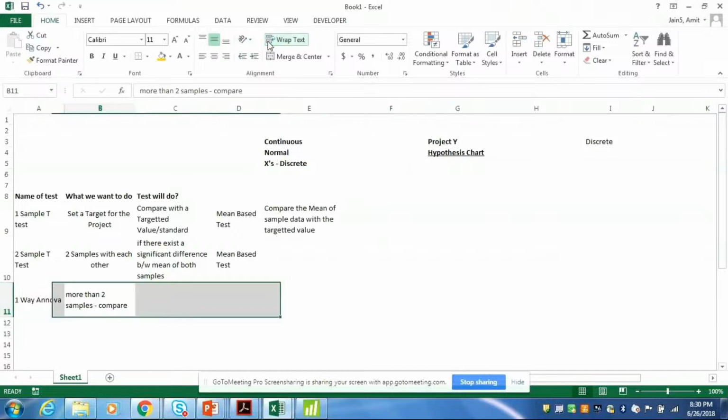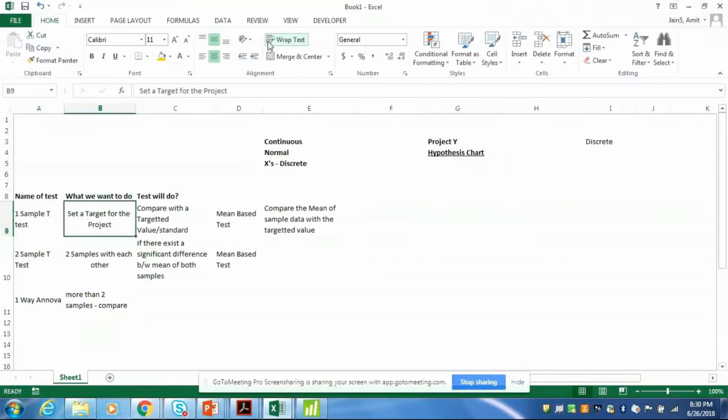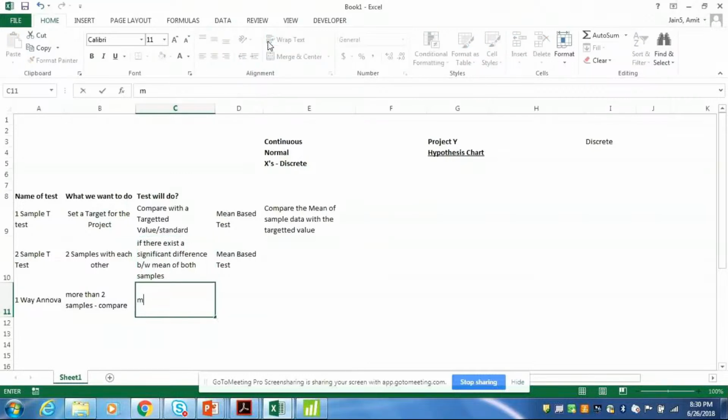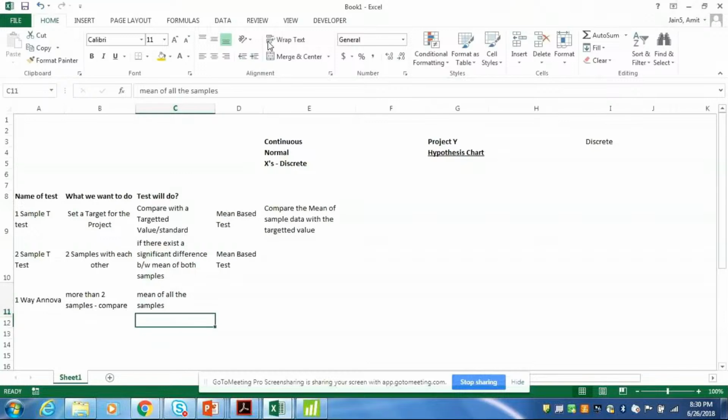The concept remains the same. So all these are called ANOVA family tests. So what ANOVA would always do, they would always compare the mean of whatever number of samples that you have taken with each other. It will compare mean of all the samples. Okay, and again it is a mean based test.